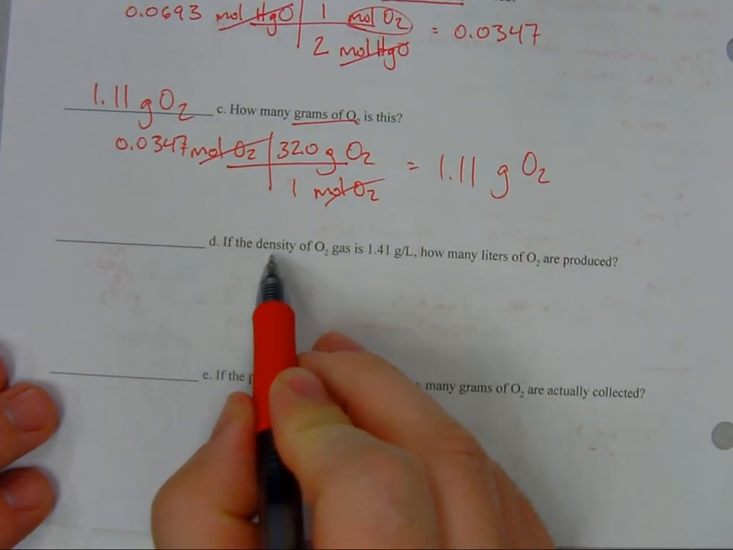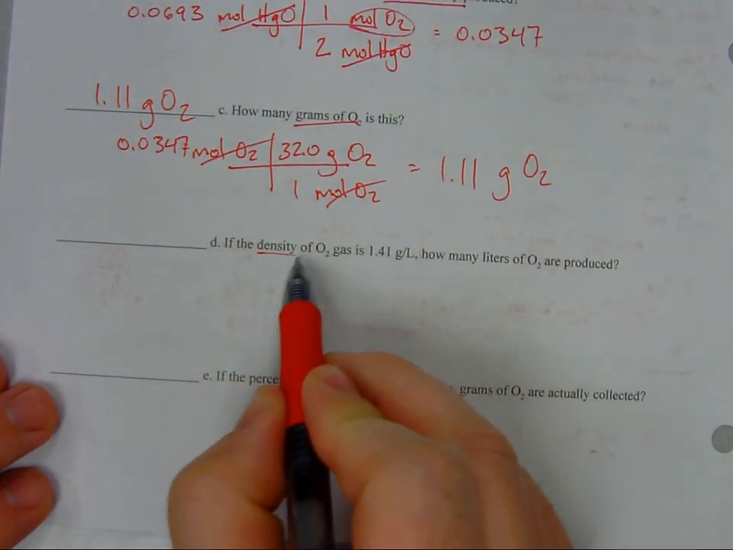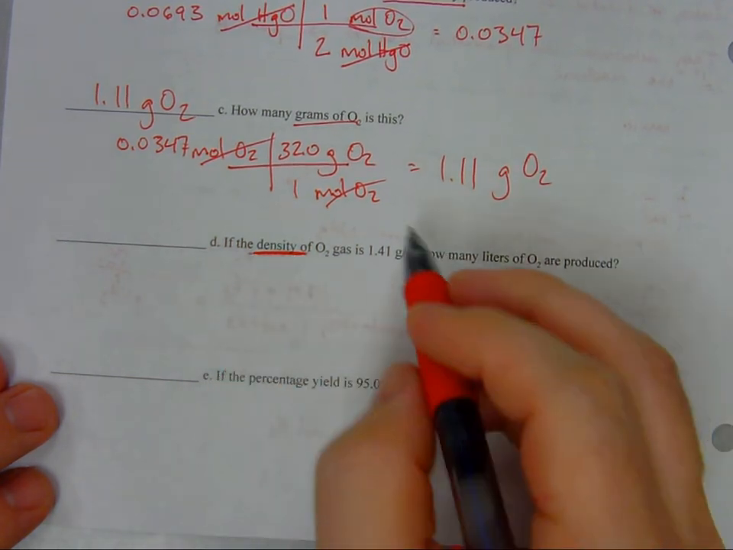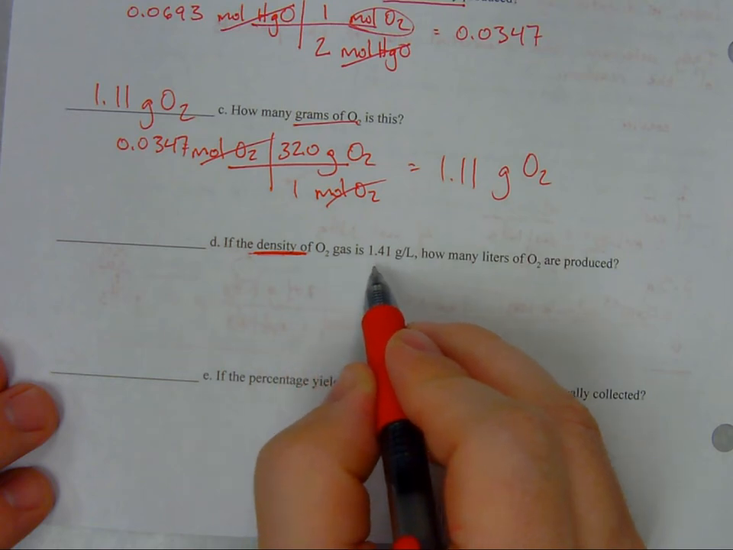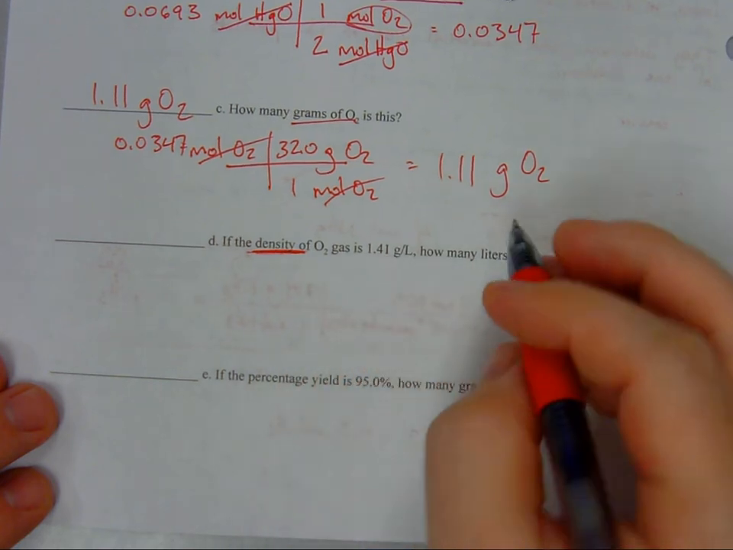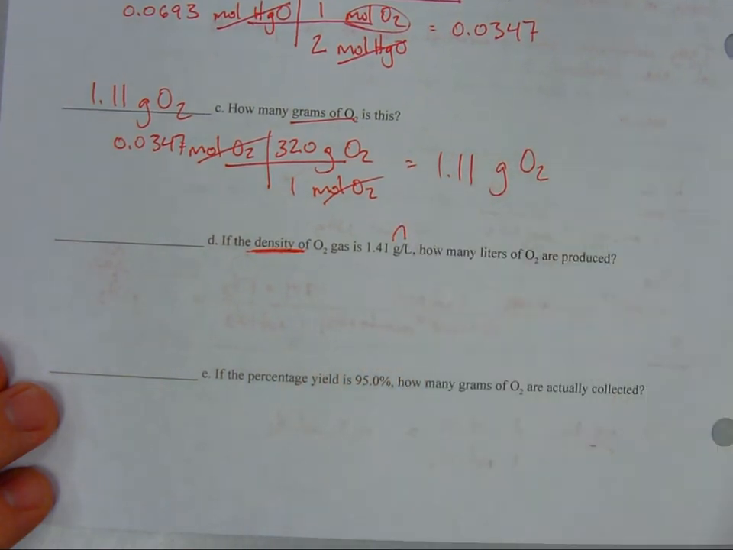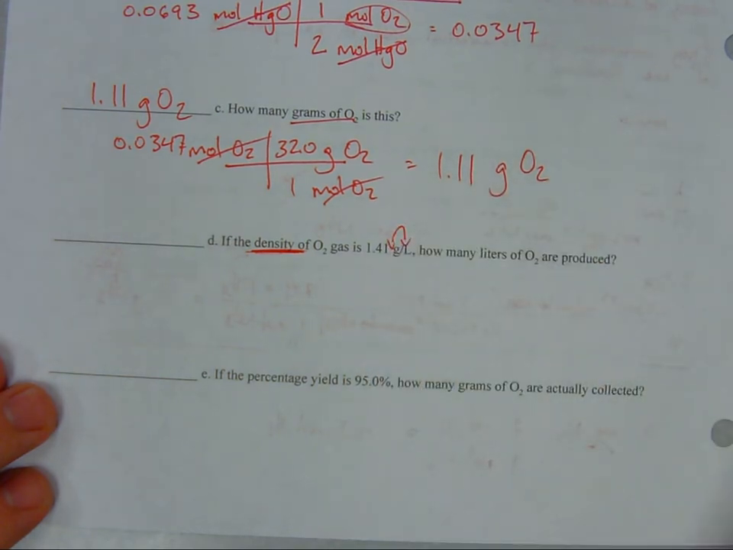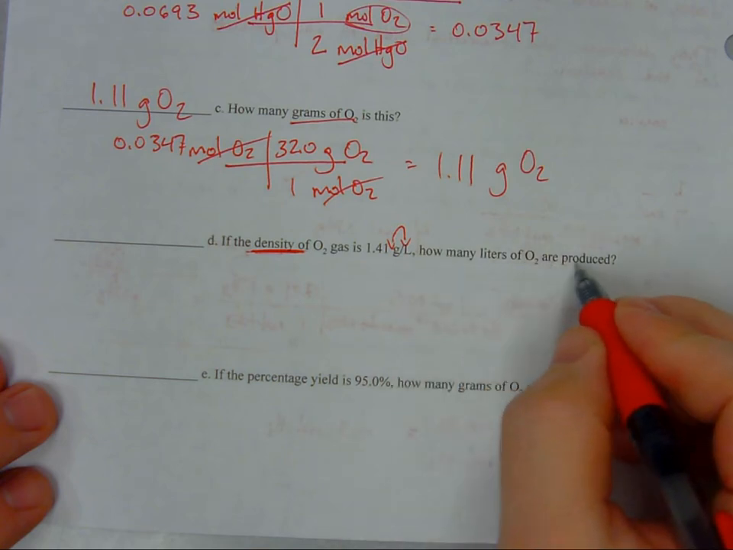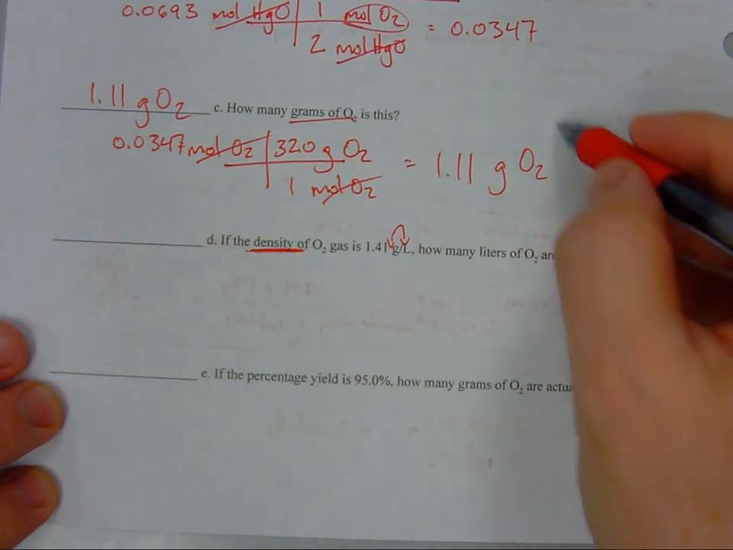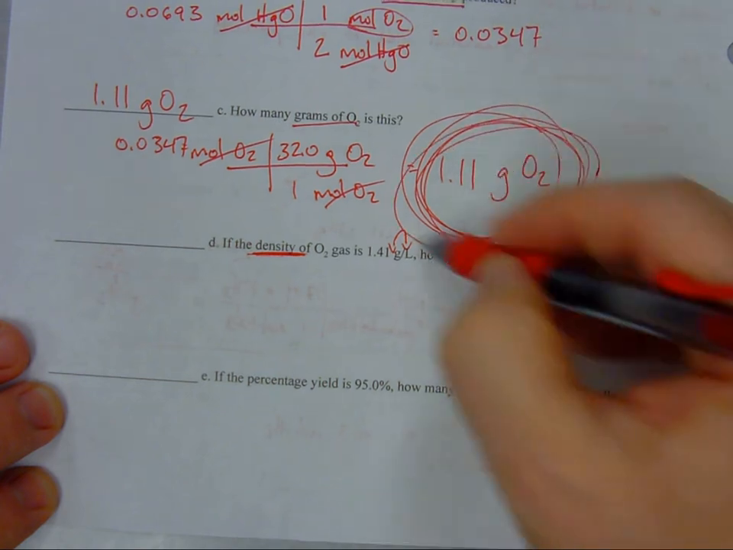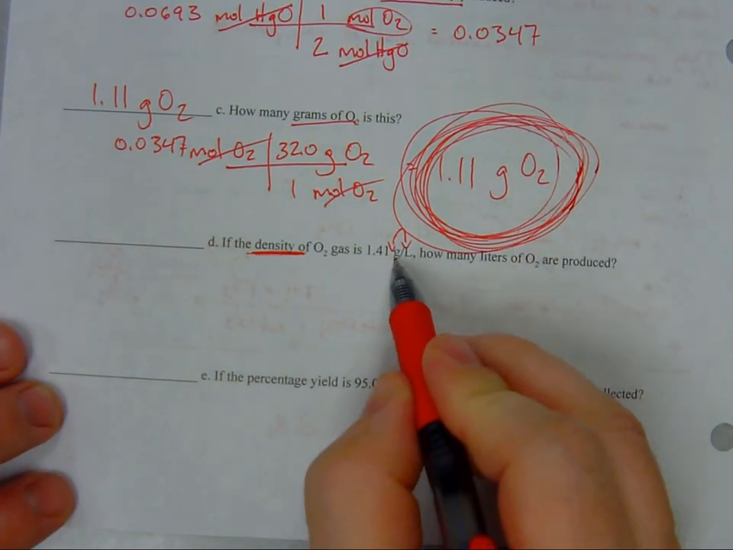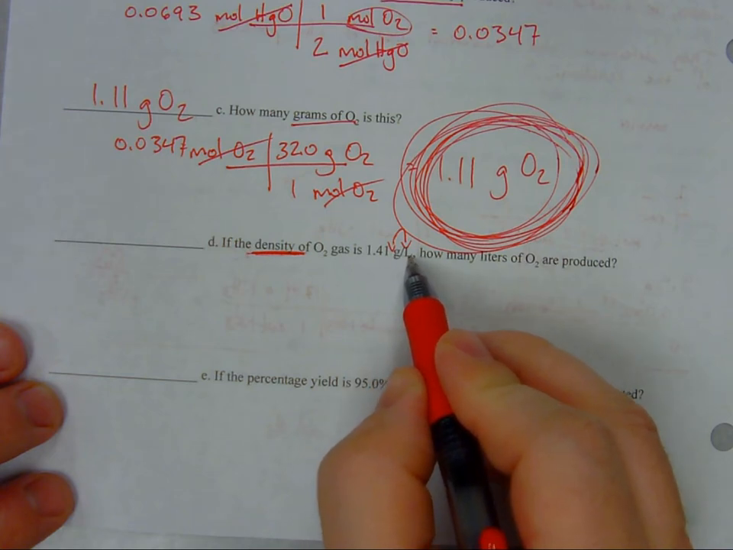Part D. If the density, oh my gosh, I don't know a lot about density. It's so intimidating. It's weird. Like, how do I know about it? If the density of O2 gas is 1.41 grams per liter, this is an item that lets us convert between grams and liters, right? Foreshadowing, spoiler alert, how many liters of O2 are produced? Notice we just generated grams of O2. We now have a number that allows us to convert between grams and liters.